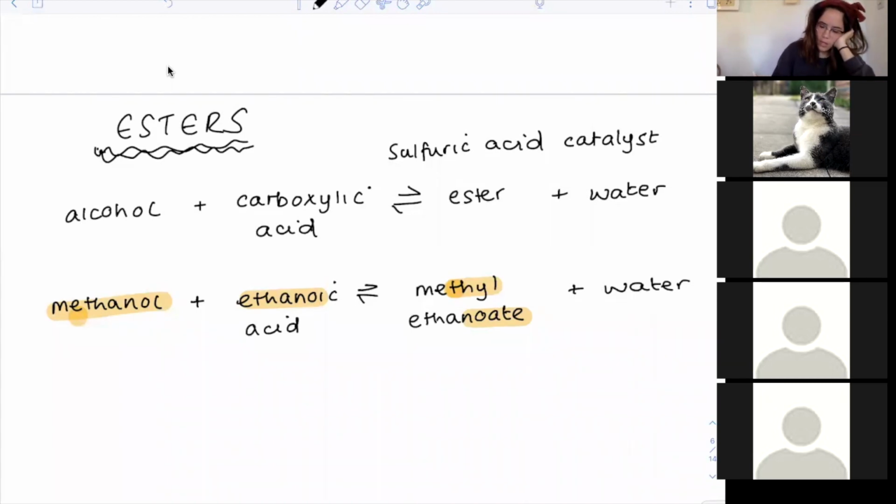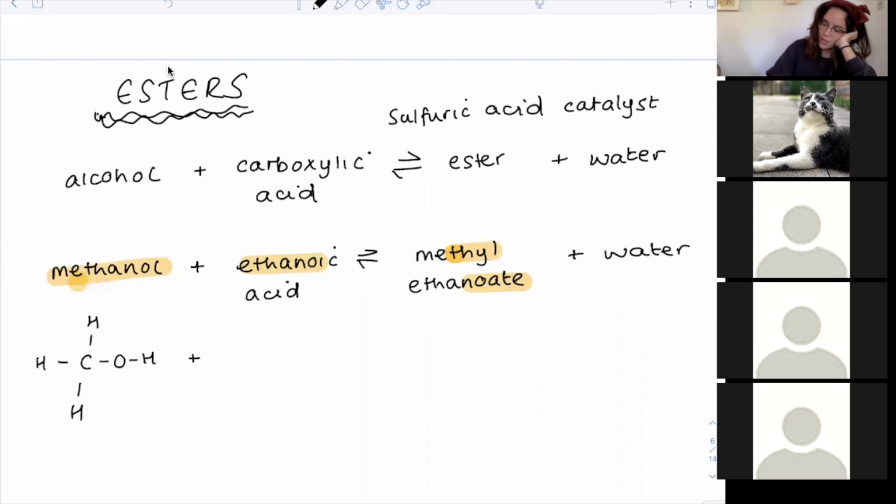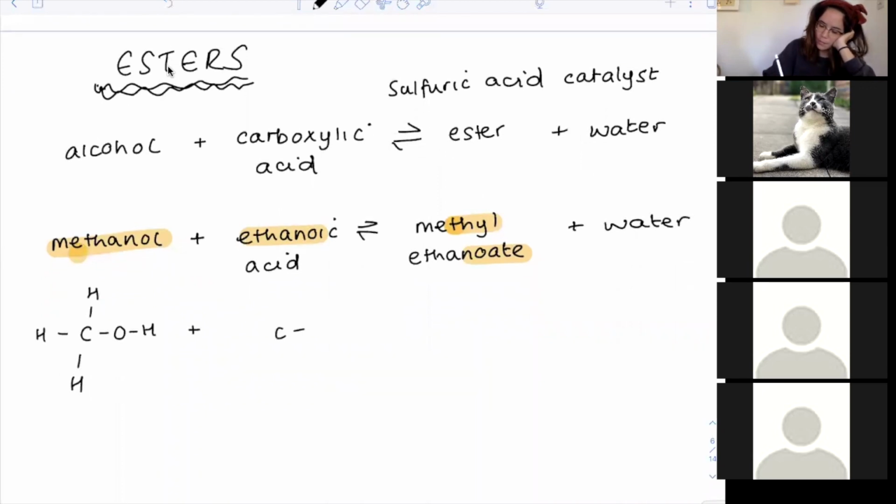So methanol has one carbon. It's an alcohol, so it has the OH functional group. Complete the molecule. Ethanoic acid, eth, contains two carbons. And it has this very specific functional group. Complete the molecule.